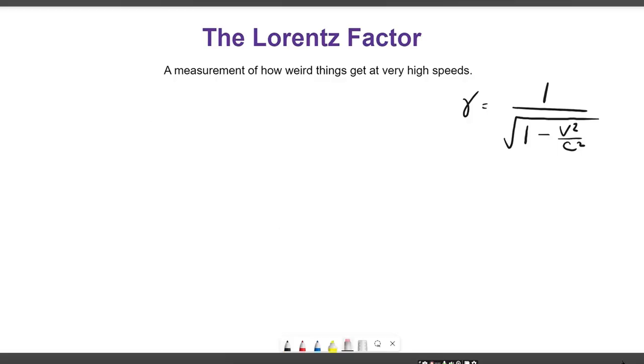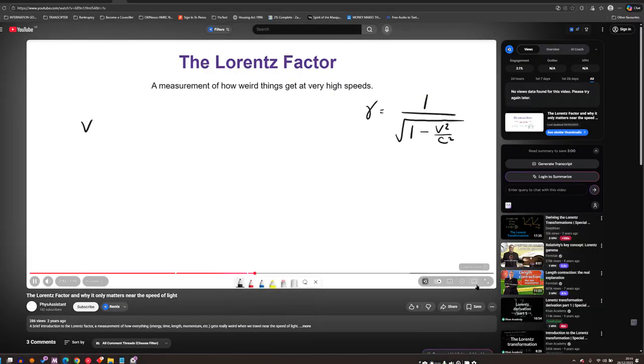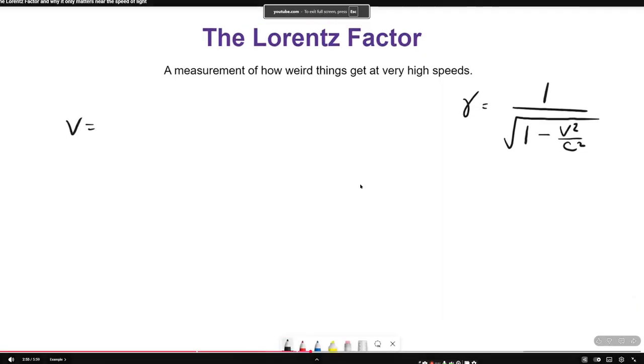So let's do an example where we have a velocity of half the speed of light.